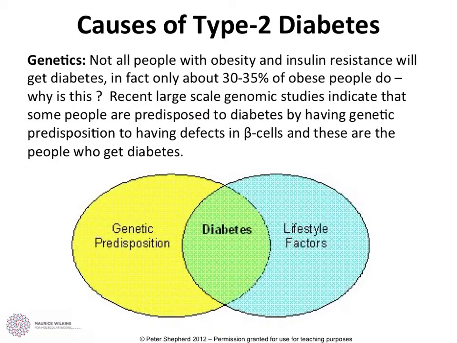What this does hint at is that you obviously can't change your genes, but what you can do is change your lifestyle factors. We'll talk about this shortly, but a lot of people manage their diabetes simply through changing their diets and changing the way that they're exercising and looking after themselves.